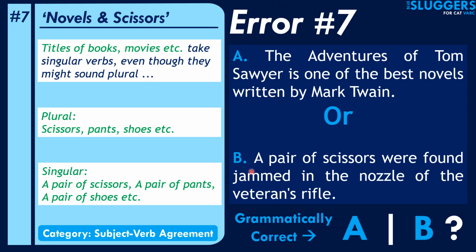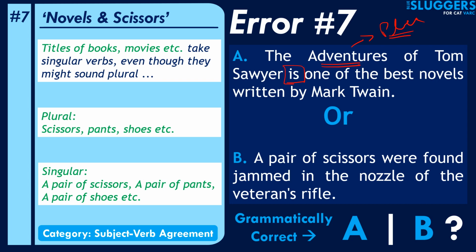So once again, starting with your sentences. The first sentence says, The Adventures of Tom Sawyer is one of the best novels written by Mark Twain. The second one says, a pair of scissors were found jammed in the nozzle of the veteran's rifle. Let's look at the first sentence. On the face of it, if you're not careful, it might seem like the subject for the verb happens to be the adventures of Tom Sawyer, and adventures being a plural word, it might seem like probably the verb should also be plural here.